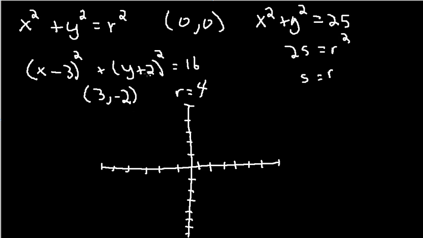Okay, I'm going to plot 3, negative 2. Over 3. Let's put another line here. Go over 1, excuse me, wrong direction. 1, 2, 3, down 2, about here. And your radius is 4. So that means I'm going to go 4 in each direction. I'm going to go 4 up. 1, 2, 3, 4. I'm going to go 4 this way. 1, 2, 3, 4. 4 this way. 1, 2, 3, about here. 1, 2, 3, 4. And you just sketch it. That's it. That's all you do.